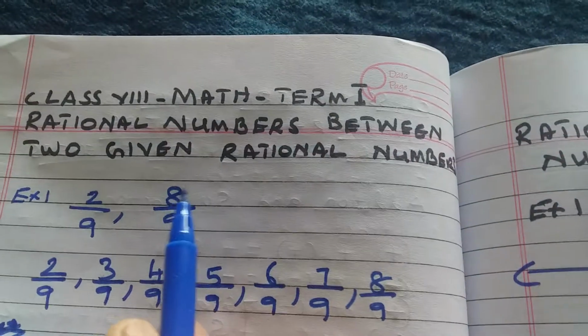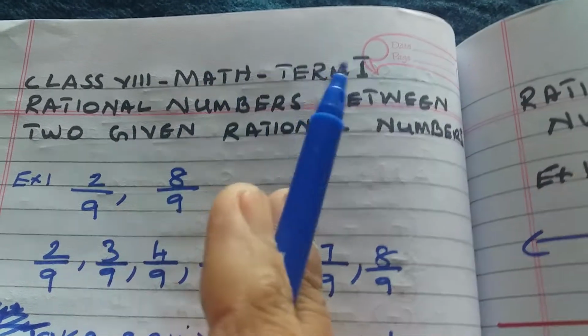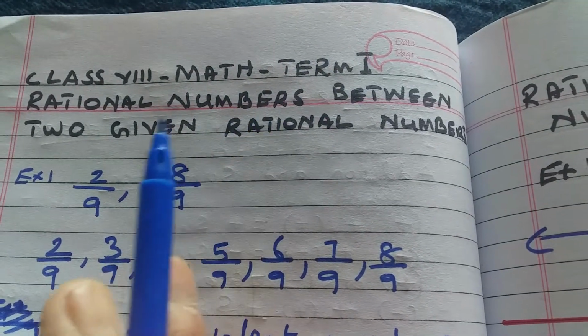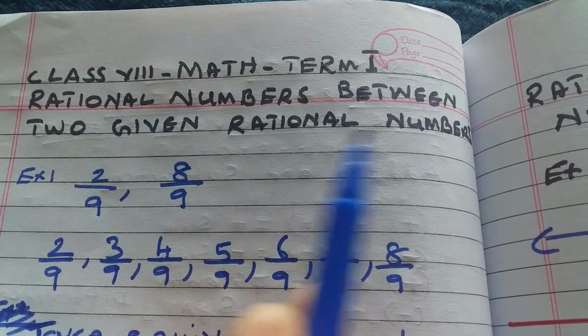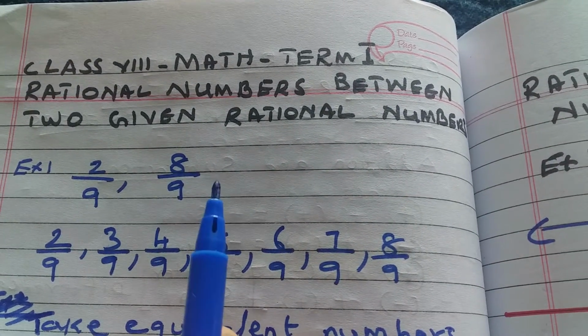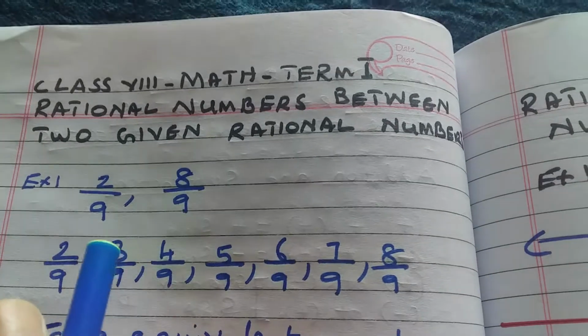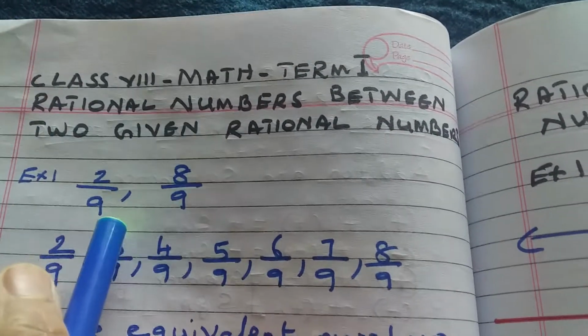Today we'll see, in Class 8, Term 1, in the Rational Numbers chapter, about rational numbers between two given rational numbers. We are given two rational numbers and we have to find the rational numbers between them. I've given an example.